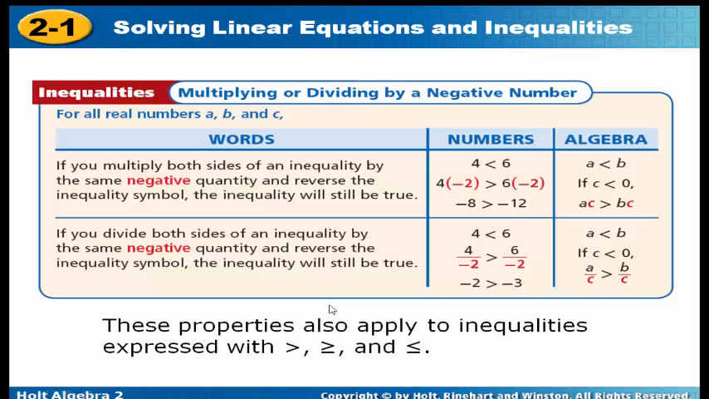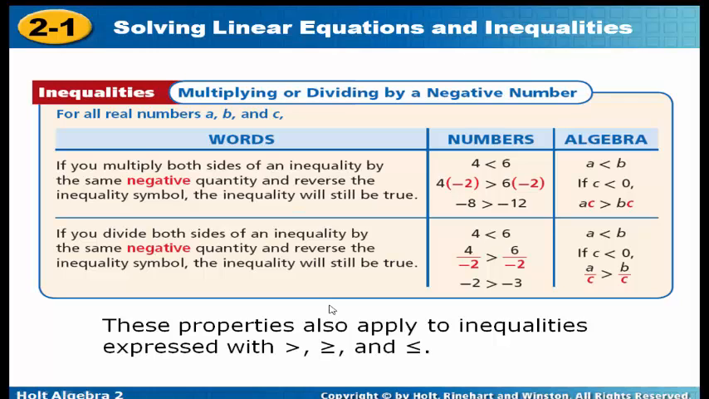4 is smaller than 6, but if we multiply both sides by negative 2, 4 times negative 2 is negative 8, 6 times negative 2 is negative 12. Now, negative 8 is greater than negative 12. So if we multiply by a negative number, you have to switch the sign of the inequality. A smaller than B. If you multiply by C here and here, but C is negative, so AC is greater than BC. We have to switch the sign.